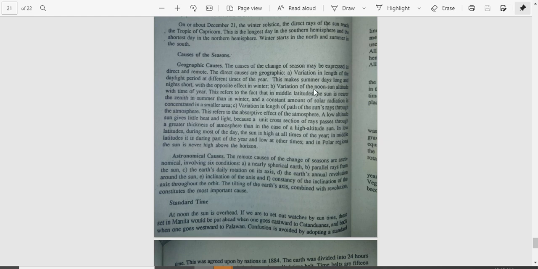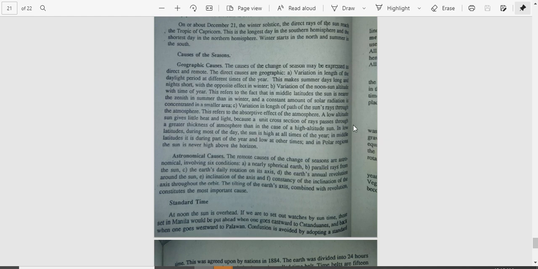Variations of noon sun altitude with the time of the year. This refers to the fact that in the middle latitudes, the sun is nearer to the zenith in the summer than in winter, and a constant amount of solar radiation is concentrated in a smaller area. Then you have the variation in length of the path of the sun rays through the atmosphere. This refers to the absorbing effect of the atmosphere. A low altitude sun gives little heat and light because a unit cross section of the ray passes through a greater thickness of the atmosphere.